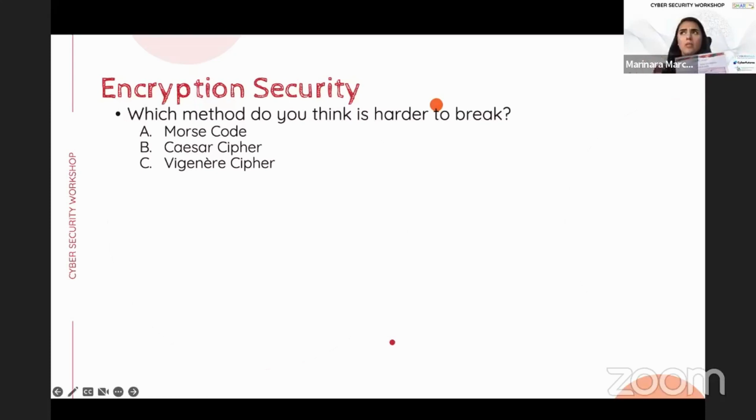But if the keyword has like 7 letters, you're going to be using 7 different Caesar ciphers, or 7 different rows here, to encrypt the same message. So it gets a lot more difficult to decrypt or to even break the code. Leonardo, do you have any other comments on this?